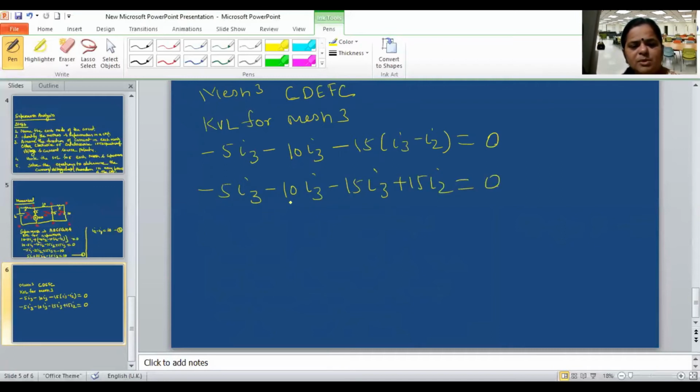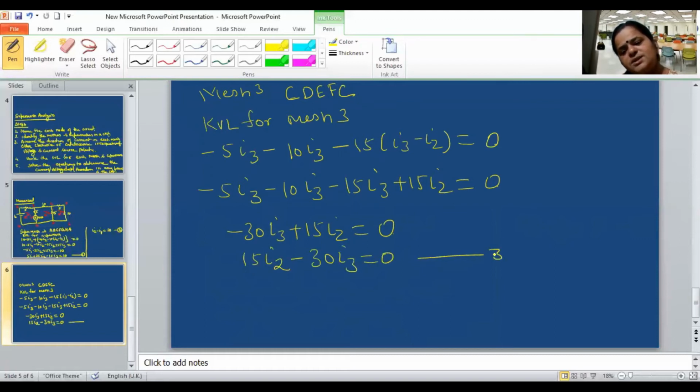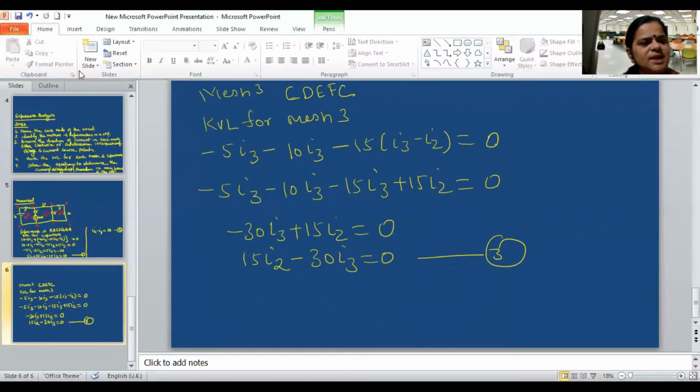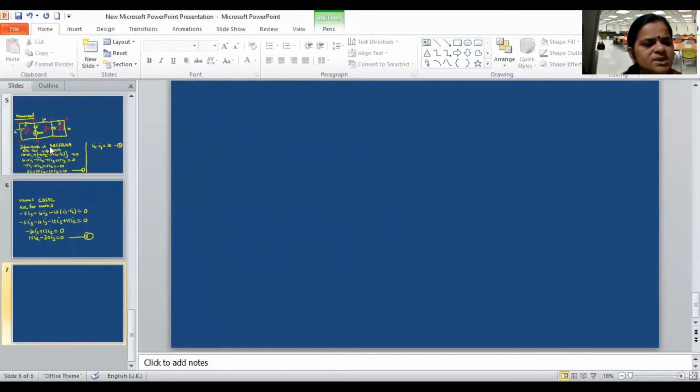So minus 5 minus 10 minus 15, what will it give? Minus 30I3 plus 15I2, that is equal to 0. I can rearrange it: 15I2 minus 30I3, that is equal to 0. This is equation number 3. Now if I write all three equations that we got, what are those equations?